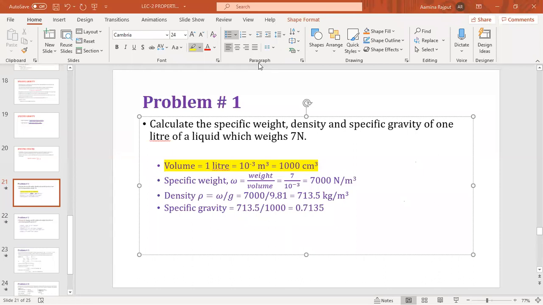I'm talking about this formula. Let me highlight it. This formula is actually specific weight is equal to density into gravitational acceleration. So density is specific weight over gravitational acceleration. You can use either symbol, gamma or omega, for specific weight, it doesn't matter. And the unit of density is kg per meter cube.